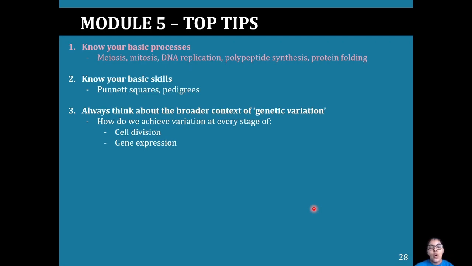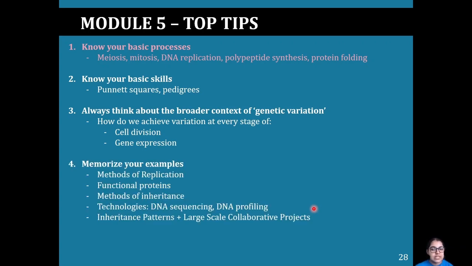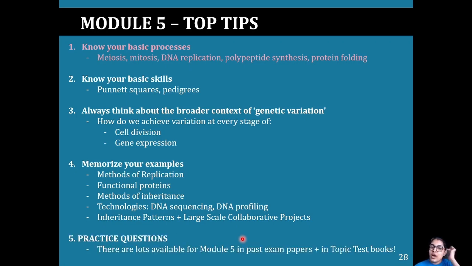Again, really important. Always think about the broader context of genetic variation. So, how do we achieve variation every time and at every stage of cell division, gene expression? And memorize those examples. Memorize the methods of replication, functional proteins, the methods of inheritance, the technologies like DNA sequencing and DNA profiling, and also memorize examples of how we've used this information in inheritance patterns, and link that to the large-scale collaborative projects that we have found.